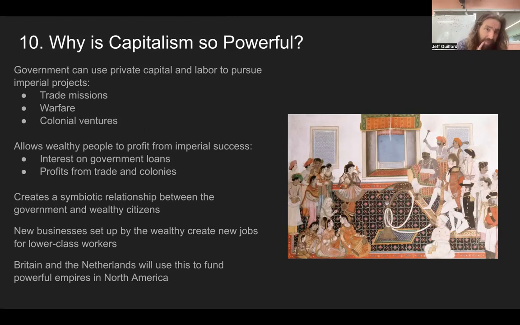Second, capitalism allows wealthy people to profit from imperial success. By loaning money to the government, they can earn interest. And by setting up joint stock companies to engage in trade or colonization, they can reap massive profits. So this creates a symbiotic relationship between governments and wealthy citizens. Basically, they are both benefiting from this system and sharing the profits of empire.